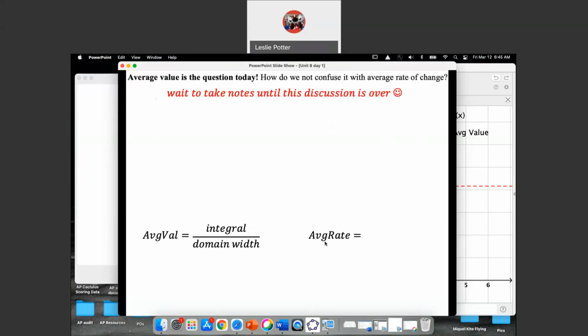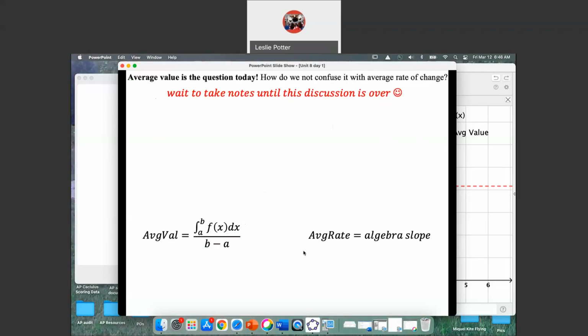The average rate of change, we know, is the algebra slope. So while average value involves integration, average rate of change involves differentiation. So two very different processes. So let's convert these into mathematical representations, right? This is how we find the area. This is the domain width. Algebra slope is rise over run. Notice that the denominators of each expression are the same. It's what they're asking you to do in the numerator. That's the big difference.